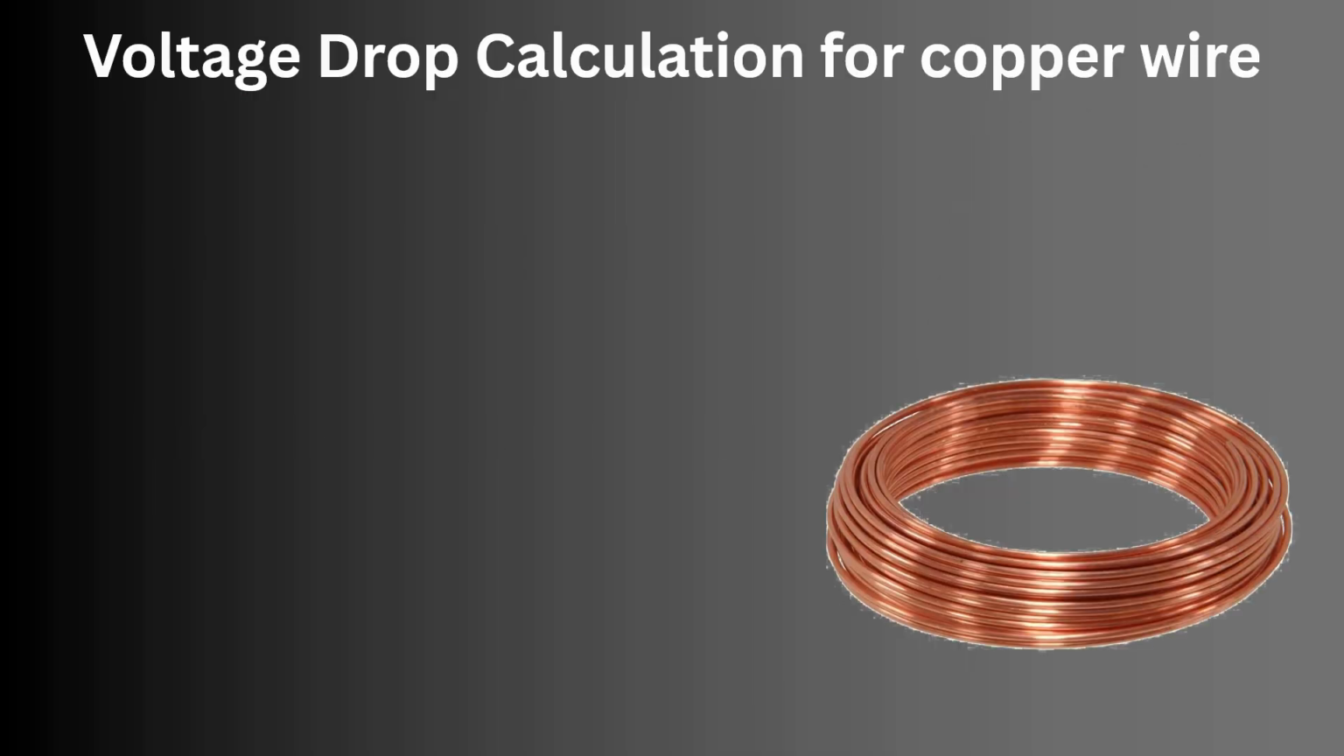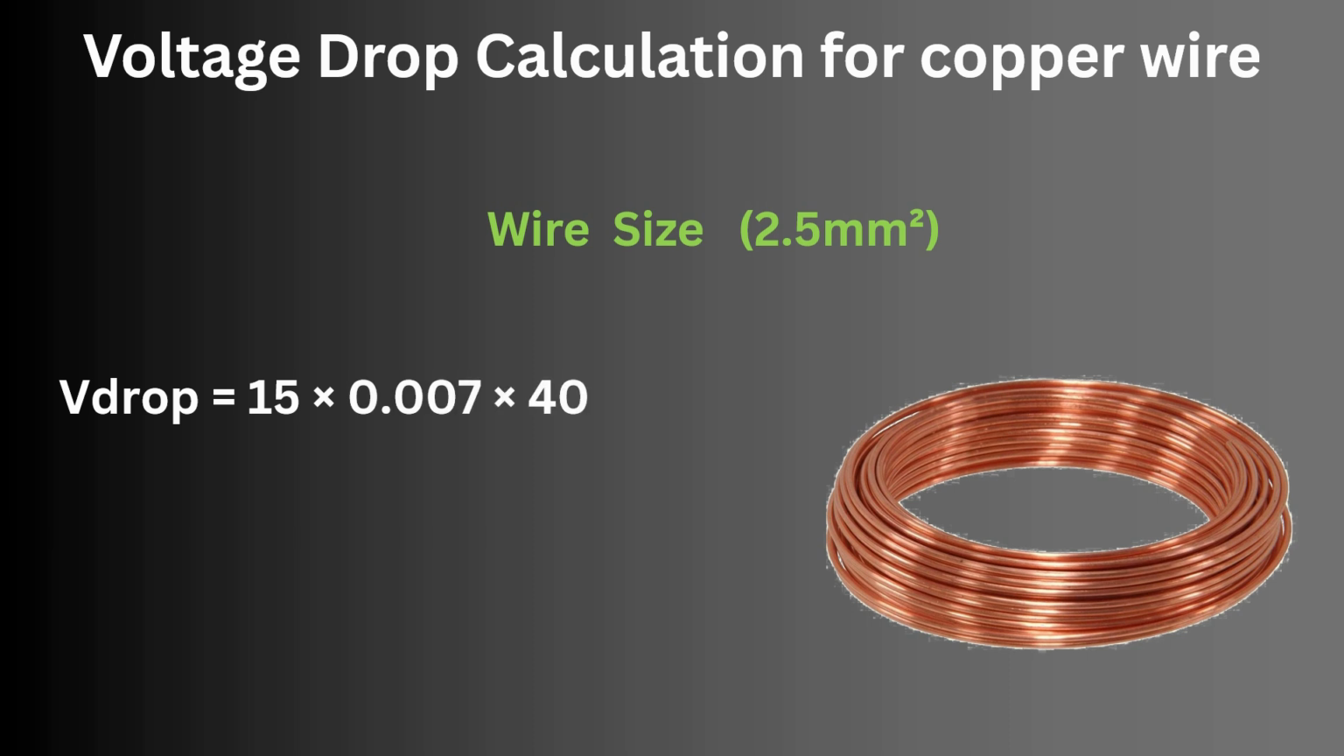So first, voltage drop calculation for copper wire. The wire size is 2.5 mm square. So put the values in the formula: 15 multiplied by 0.007 multiplied by 40. So the answer becomes 4.2 volts.